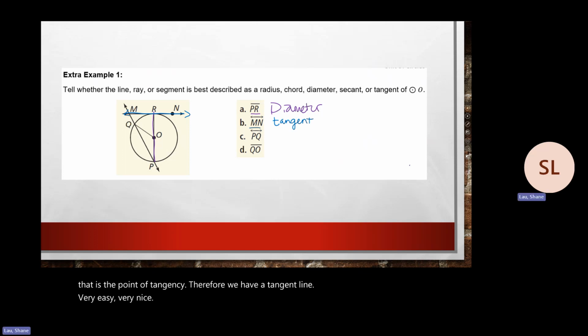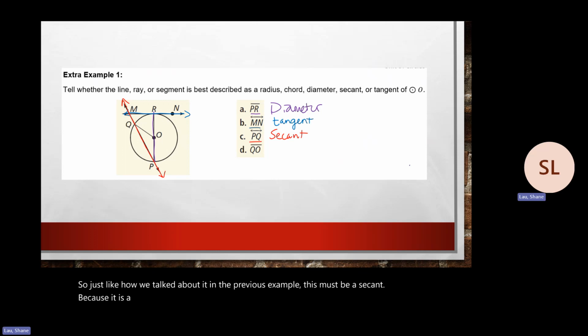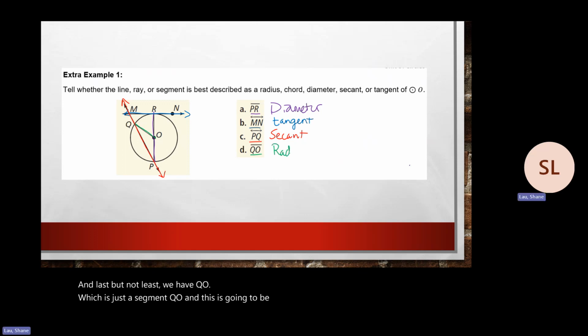Next, we have PQ. PQ is a line, and it is this line. So just like how we talked about in the previous example, this must be a secant because it is a line and it has two points of intersection. And last but not least, we have QO, which is just a segment QO, and this is going to be our radius.